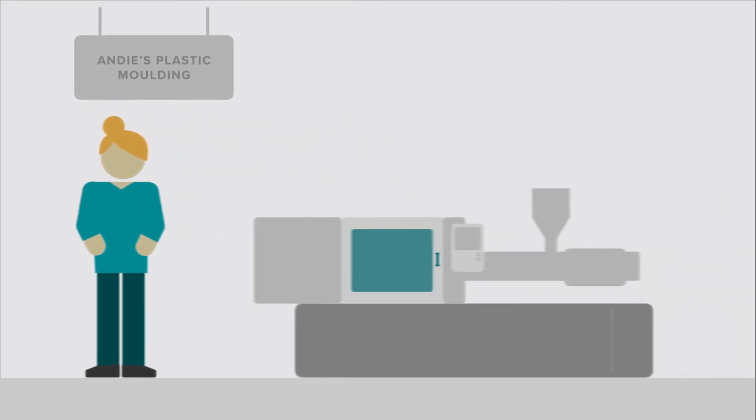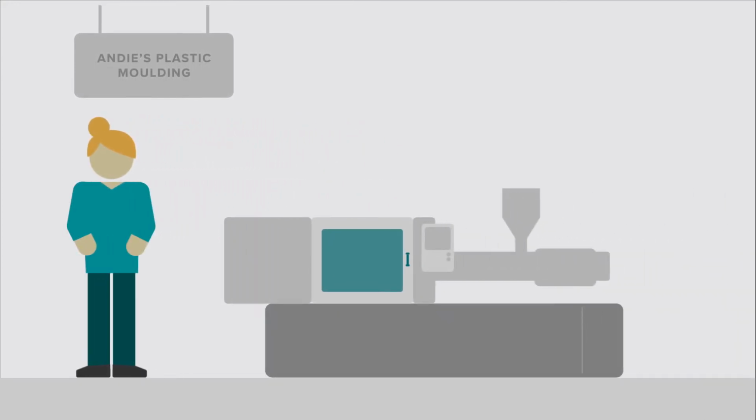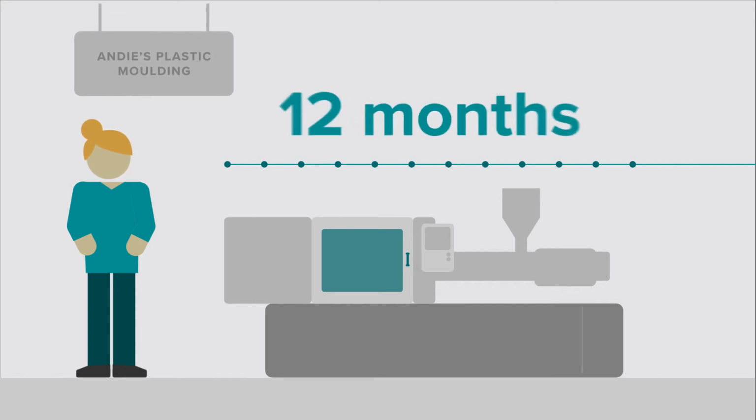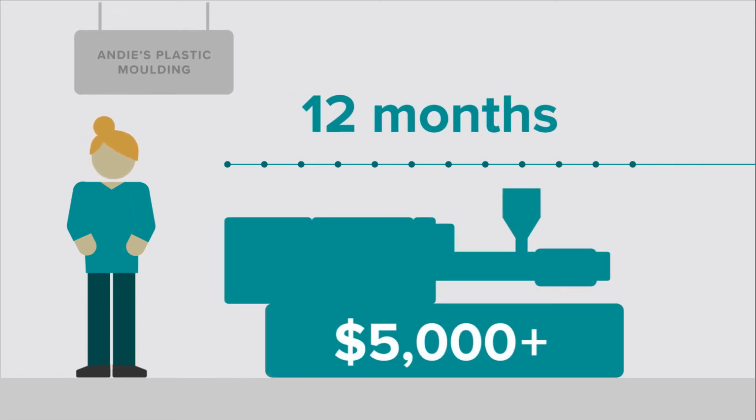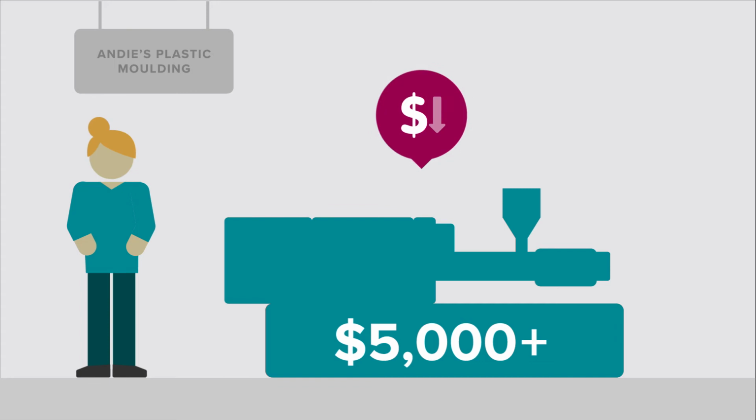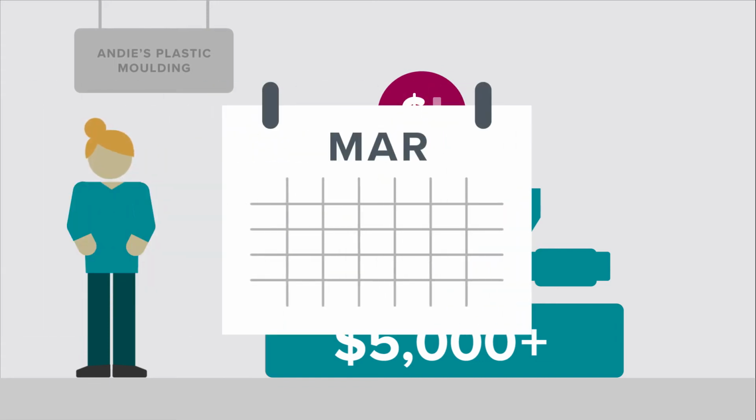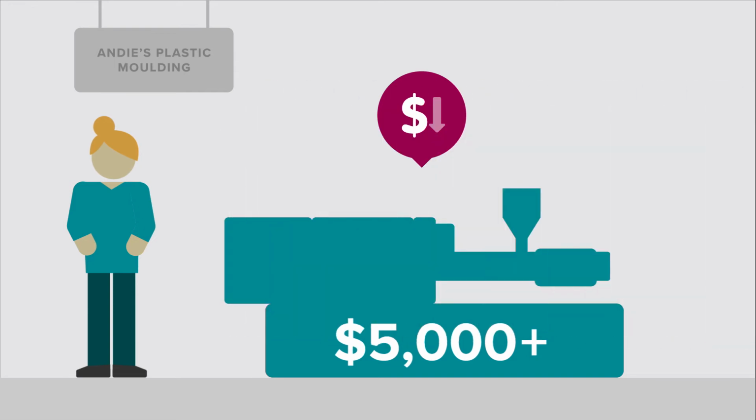Andy has just bought a new moulding machine for her factory. As it is likely to last longer than 12 months and cost over $5,000, she knows she can depreciate the machine at the end of the tax year. That's the 31st of March. Depreciation rates are based on the expected life of the asset.